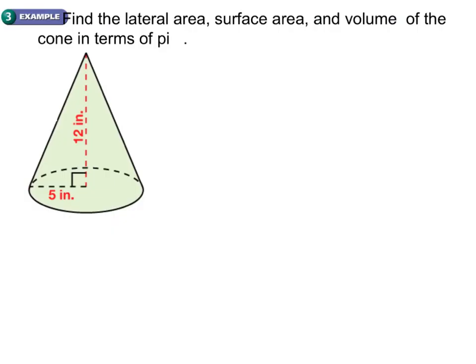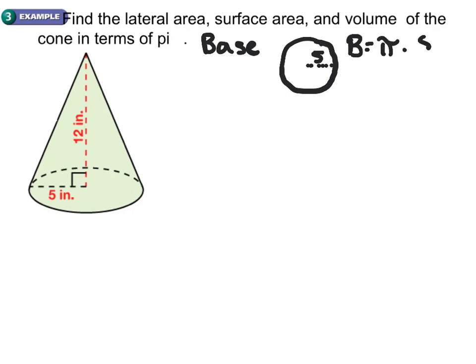Now, in order to calculate the lateral area, surface area, and volume of the cone, we're going to follow the same process as we did for every other figure. First, we need to identify the base. So in this case, the base is a circle, and it has a radius of 5. So the base is pi times 5 squared, so the area of the base is 25 pi.